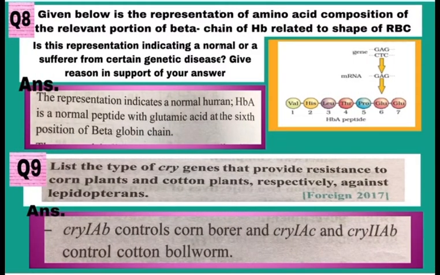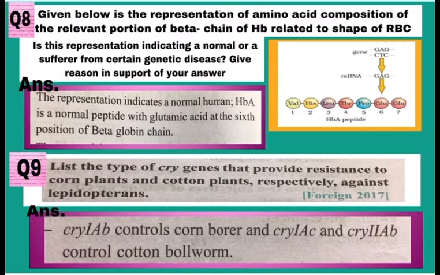Question number 8. Given below is the representation of amino acid composition of beta chain of hemoglobin related to shape of red blood cell. Means यहाँ आपको हीमोग्लोबिन की बीटा चेन का एमिनो एसिड कॉम्पोजिशन दिया गया है और आपको बताना है क्या ये कॉम्पोजिशन नॉर्मल पर्सन का है या ऑफ अ पर्सन हू इज सफरिंग फ्रॉम some genetic disease? Answer is, this representation indicates normal human.